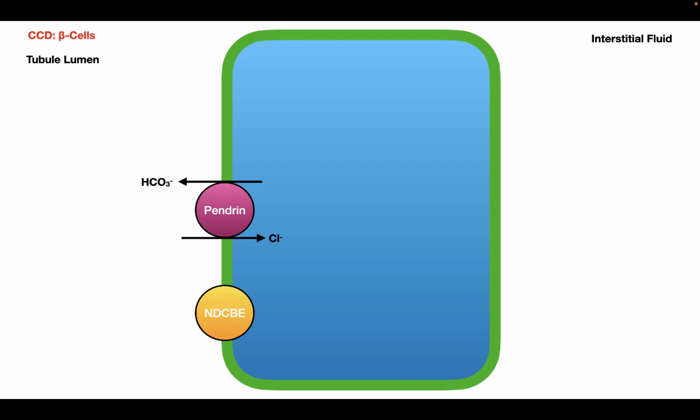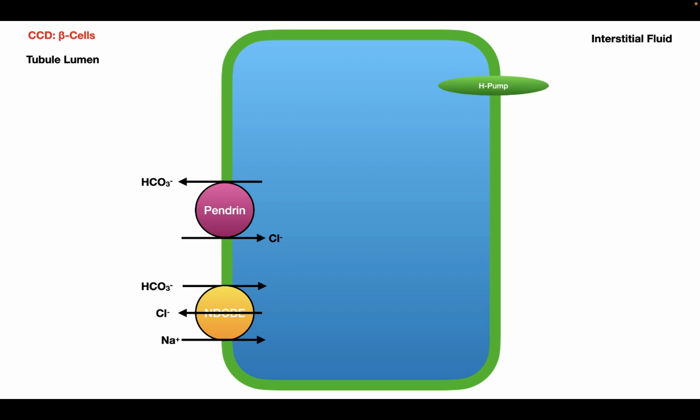In addition, we also have NDCBE. So NDCBE basically exchanges one bicarbonate for one chloride and one sodium. So the bicarbonate moves into the cell, the chloride moves out of the cell, and the sodium moves into the cell. So this is one way in which bicarbonate is reabsorbed by the beta cells.